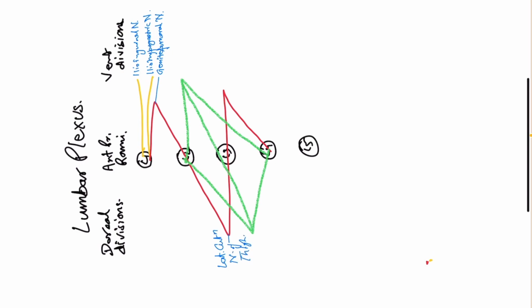L2, L3, L4 ventral division, this nerve is obturator nerve. L2, L3, L4 dorsal division, this nerve is femoral nerve. L3, L4 ventral division, this nerve is not always present, and this nerve is accessory obturator nerve. Hope you have learned the root numbers of all these nerves here.